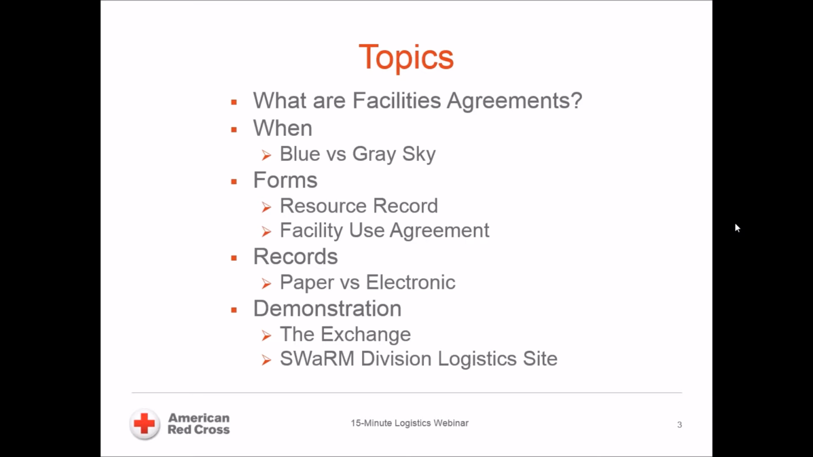Now, today the only facilities we're talking about are the non-shelter facilities. We'll have a webinar on another day that's going to talk about shelter facilities. So the facilities we're talking about today are more like for the headquarters, maybe a warehouse, a fixed feeding site, parking areas, service delivery sites, things of that nature. And these are the facilities that we would be using during gray sky.